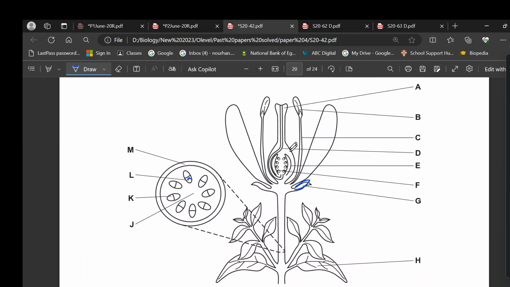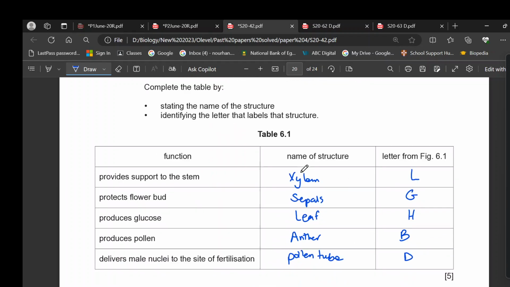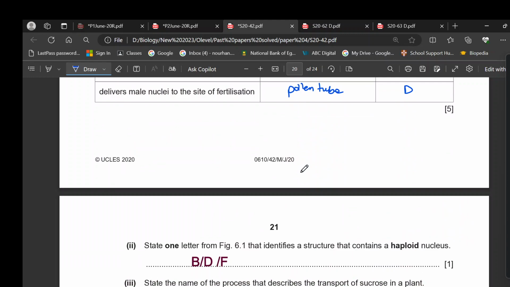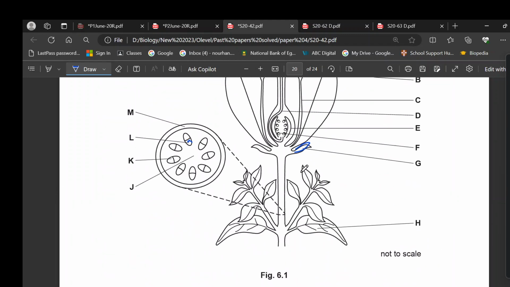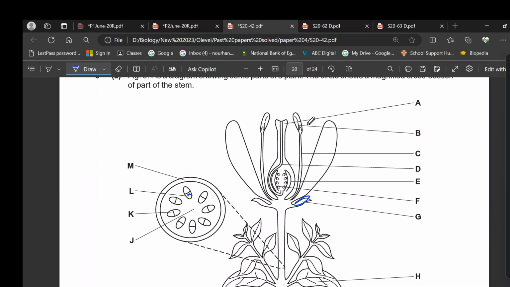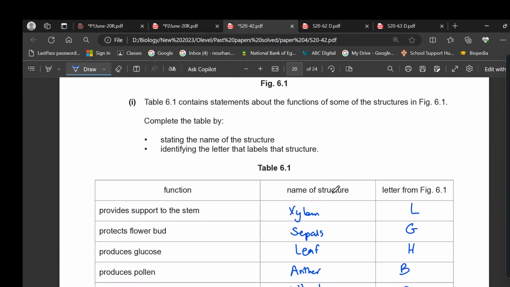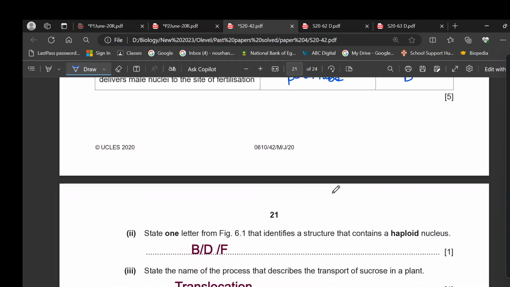What contains a haploid nucleus? The pollen grain is not showing on this image, so it will be the ovule inside the ovary. It's letter F. I can say B, which is in the anther, okay? Or D, also correct, because as we said, the male nucleus goes down the pollen tube, so it was also considered correct. All of these are haploid.